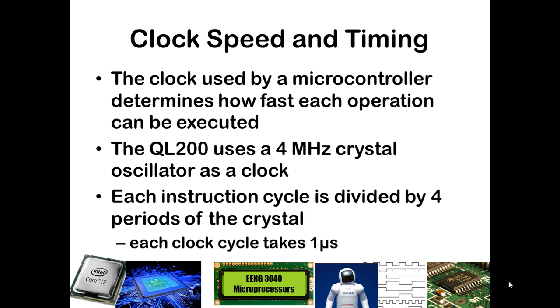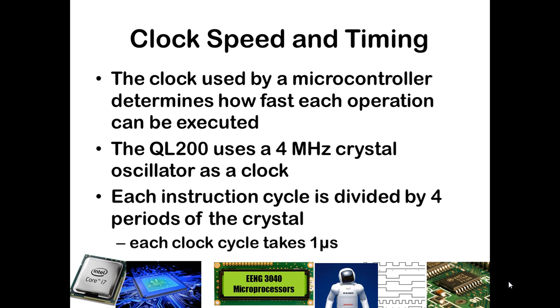The clock is what determines how fast your code executes, as we mentioned before, and the QL200 trainer kits that we are using in this class use a 4 MHz crystal oscillator as their clock. And so that means that you have a dedicated component that oscillates at a rate of 4 million times every second.